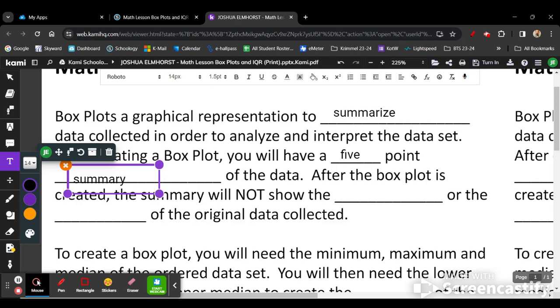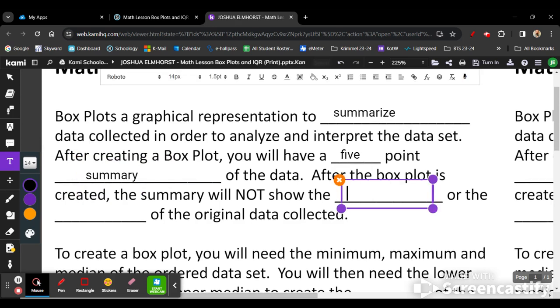Summary. It's going to be a 5-point summary of the data set. After the box plot is created, the summary will not show. Once you have the summary, you cannot find the mean. You can't find the average because you don't have all the data points anymore. And you also don't know what the mode is. It's only the summary.